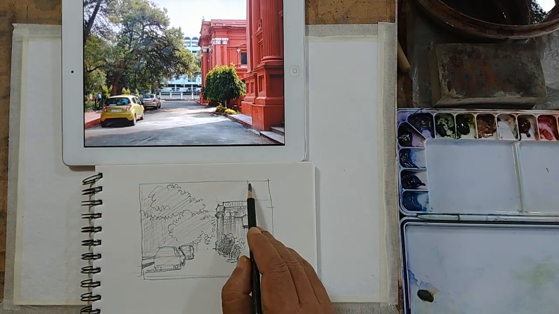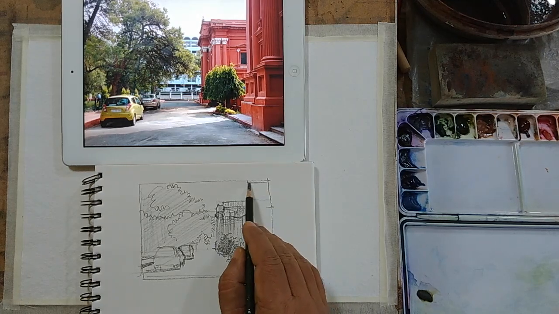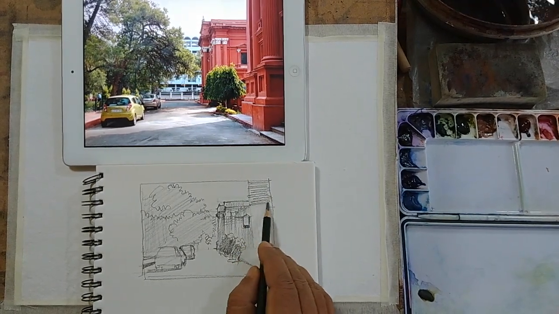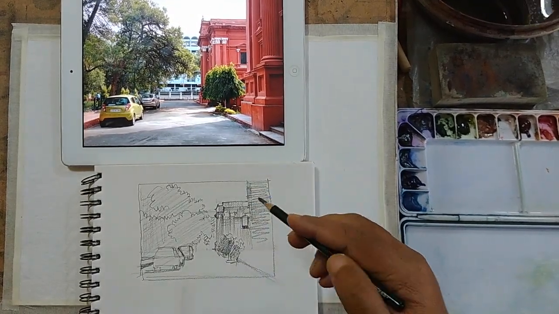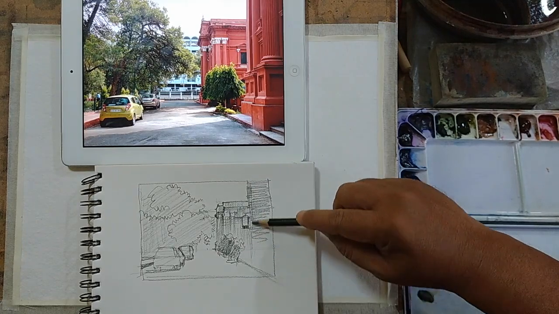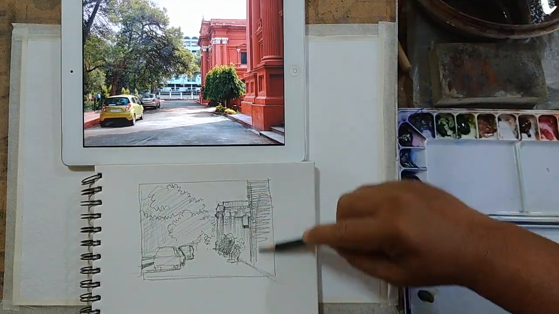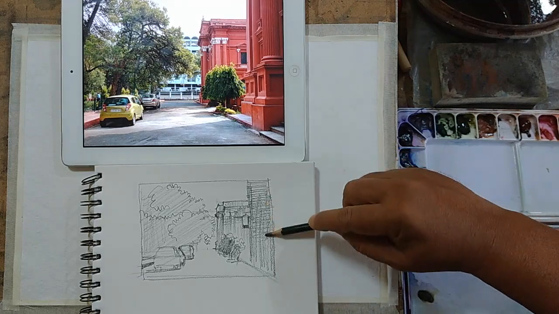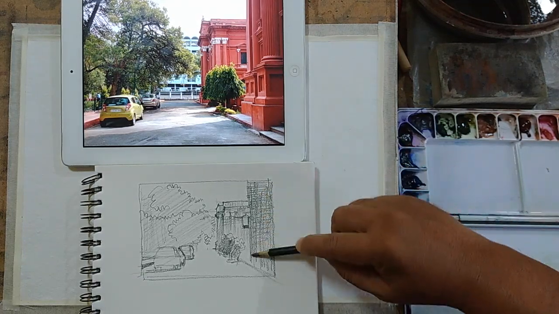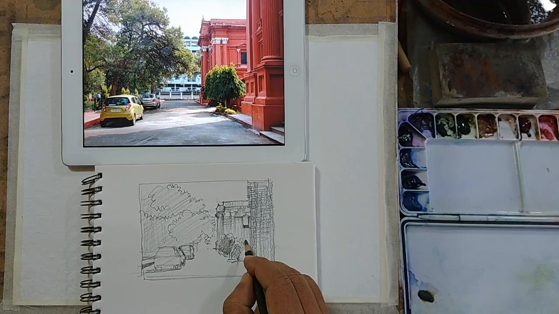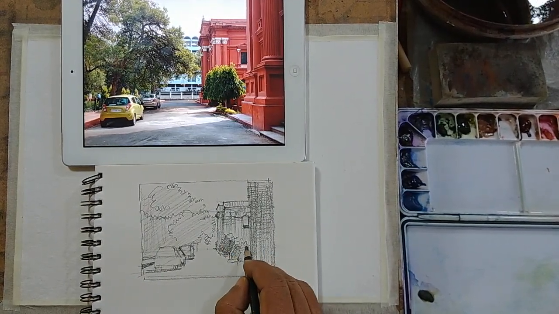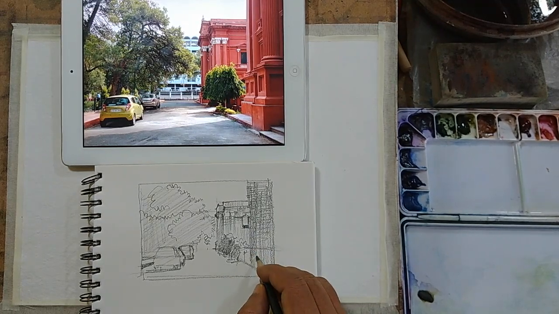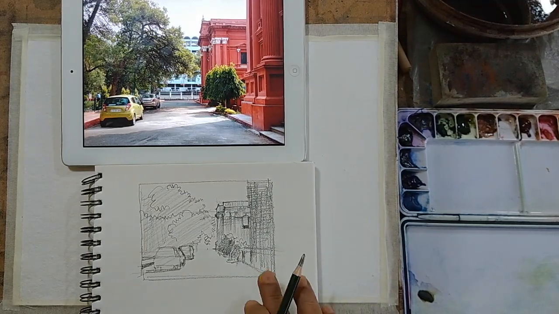Okay, now here you have something much darker. So here we don't have to really worry about the structure and all. You can just make it darker. Why? Because we are avoiding details. We are avoiding details, so we don't really need to know. Somewhere here you will have some perspective lines and all. So you can just keep that into consideration.